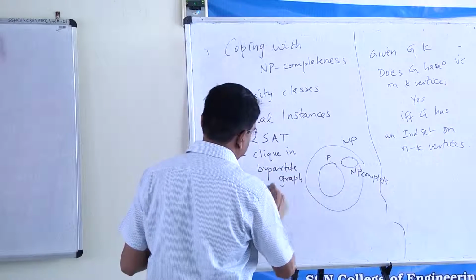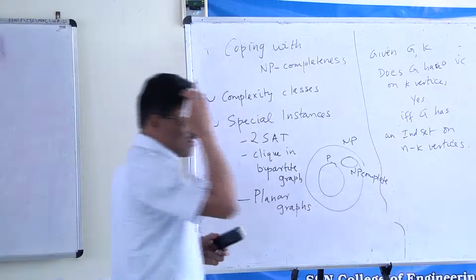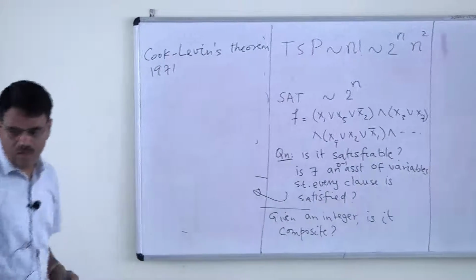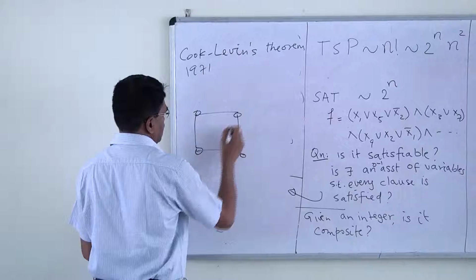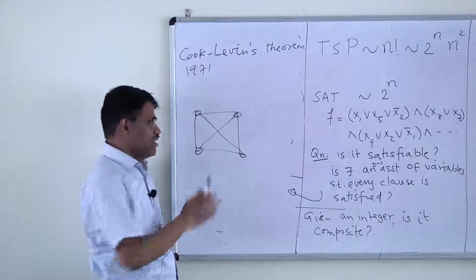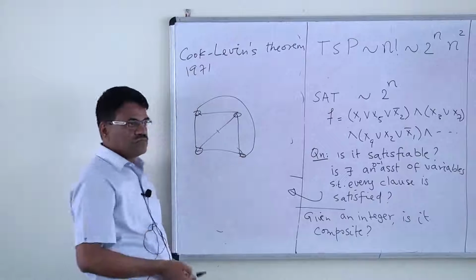There is something called a planar graph. Have you seen a planar graph? A graph is planar if you can actually draw it in a plane without any crossing. So is this planar? Well, this is not a planar drawing, but this graph is actually planar because I can draw it like this. So this is a planar graph.